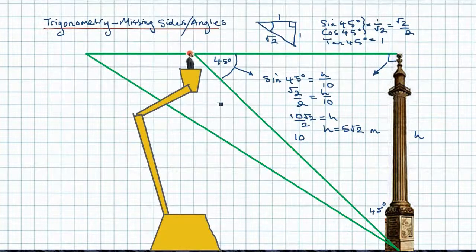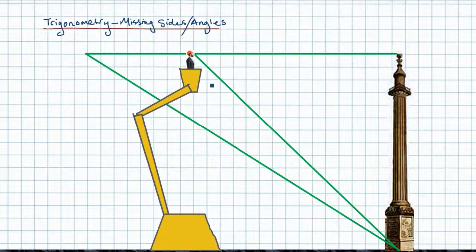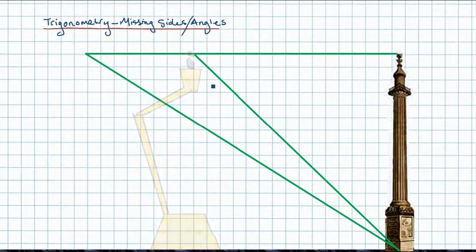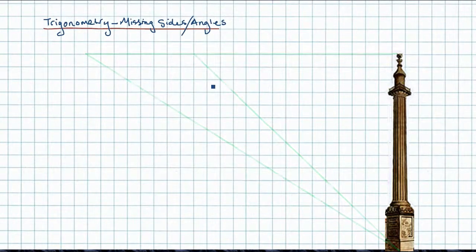Okay, now what have we done so far? So far we've been measuring with our man right at the top of the monument here, something that's called, if we're measuring it downwards, the angle of depression. Now what we're going to do is bring him down to the bottom of the monument. So let's remove this working out and these lines and bring him in here.